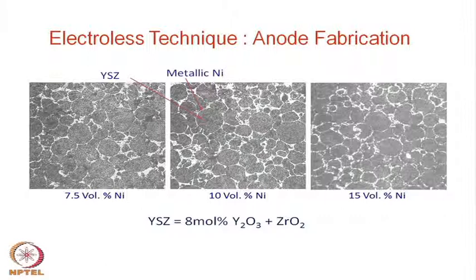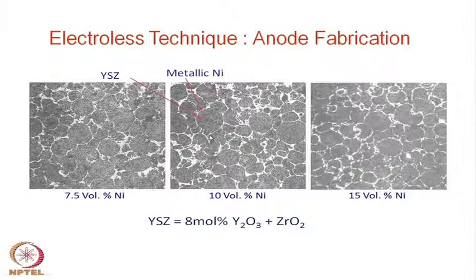So, these are different volume percentages of nickel that have been used, and as the volume percent increases, thicker and thicker layers are formed. In 15 volume percent you can see much more vivid grain boundary phases, and they are all forming a continuous network. And YSZ is the usual electrolyte material, that is 8% Y2O3 and ZrO2.